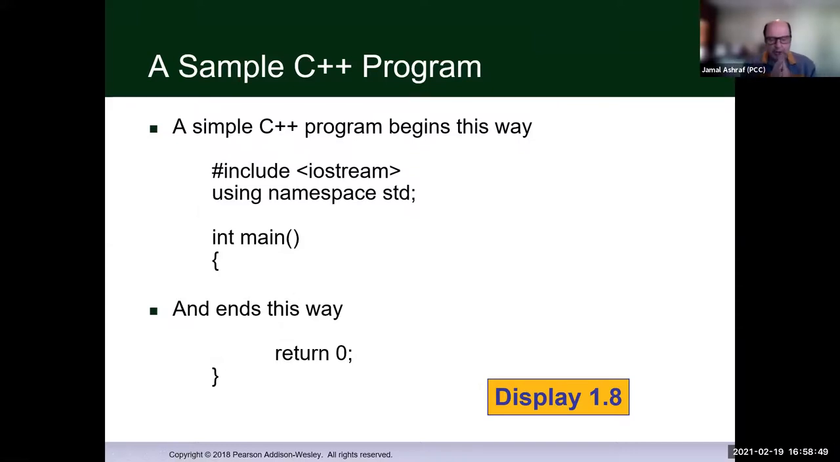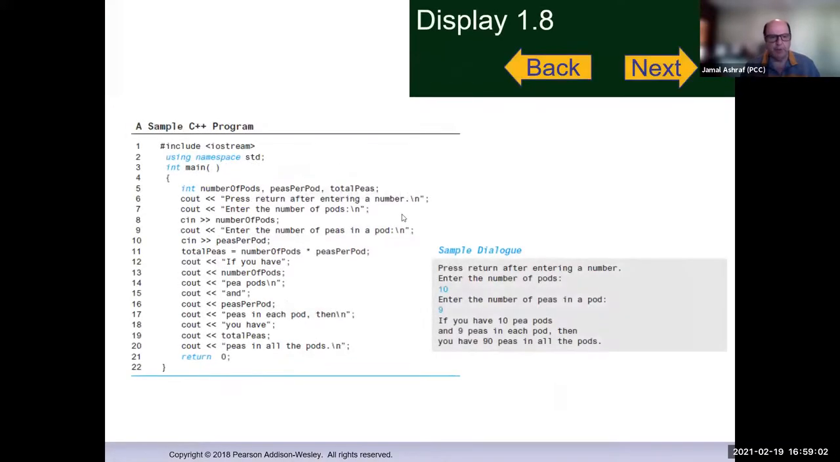So when we write a program in C++, it's going to look something like this. And I'm going to go over it, and then we're going to do one together. So this one is display 1.8, and we're going to be doing this together. Let me explain to you what's going on, and then we can do it.